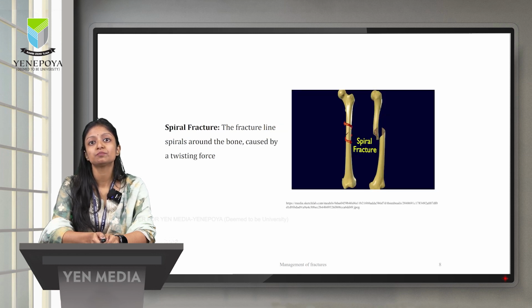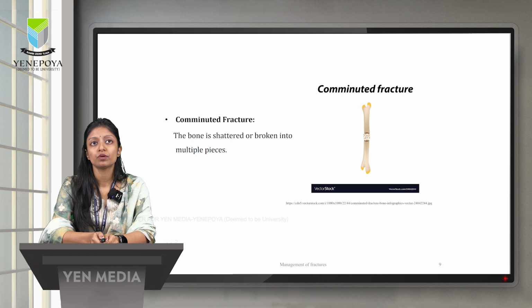Next we have spiral fracture. It occurs due to a twisting force applied to a bone. For example, if someone has taken and twisted your hand, that will lead to a spiral fracture, as it occurred because of a twisting force applied to your arm. As you can see, the spiral or the twist of the fracture here in the picture. Next we have comminuted fracture.